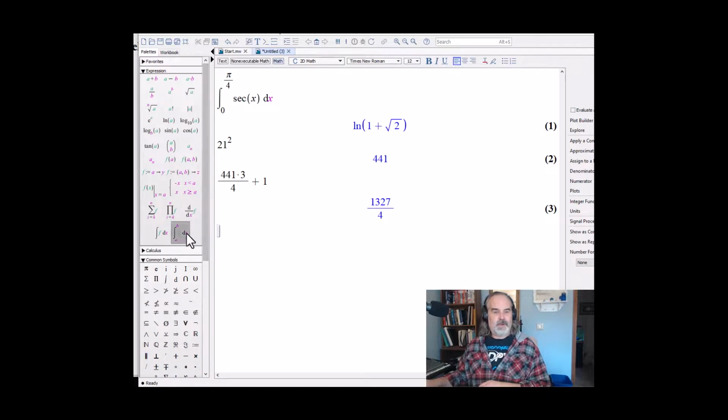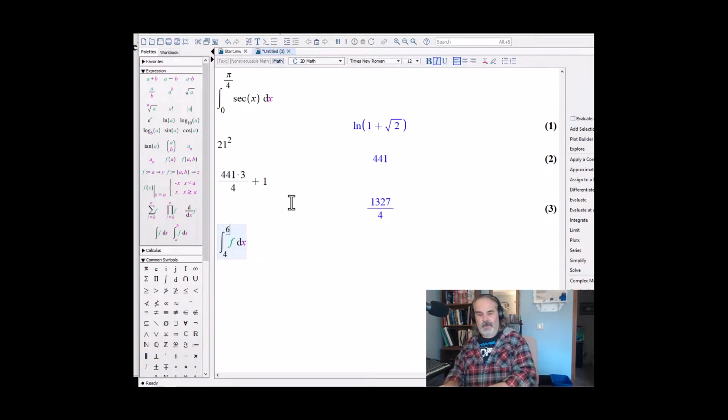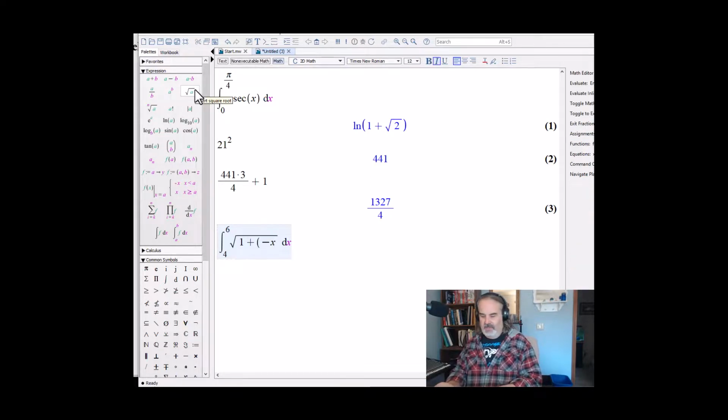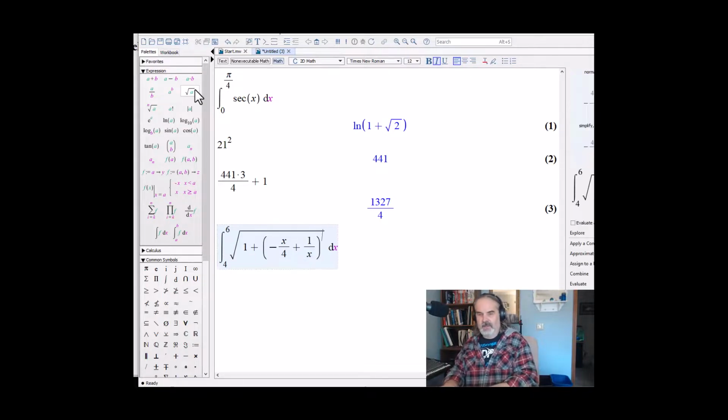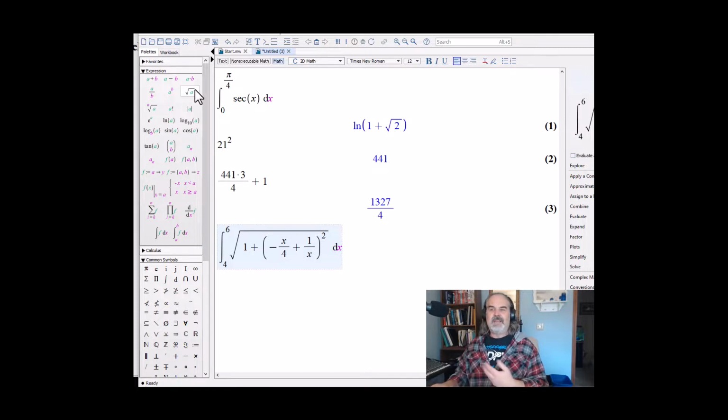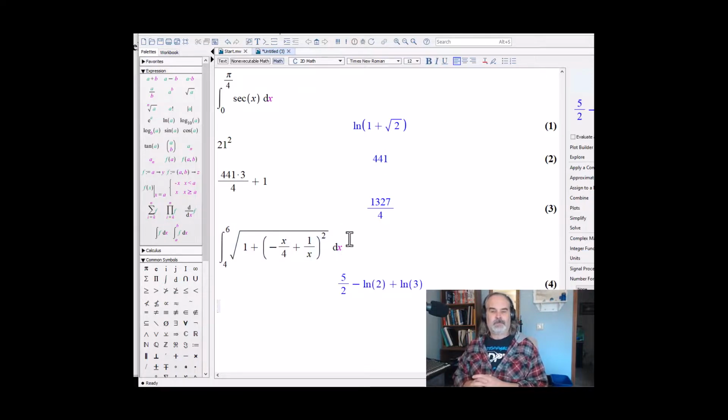I'm going to go over here back to Maple. 4 to 6 square root of 1 plus negative x over 4 plus 1 over x, squared. I mean, this is basically an immediate transcription of the arc length formula for this function with no significant simplification whatsoever. Now, the net result doesn't look awful, but try to do it by hand if you want a challenge. It's just gross.